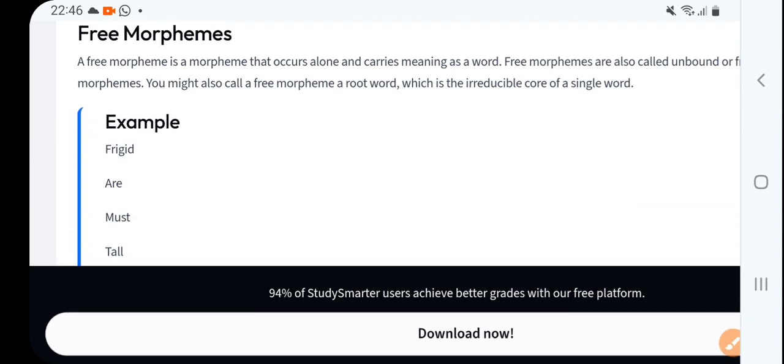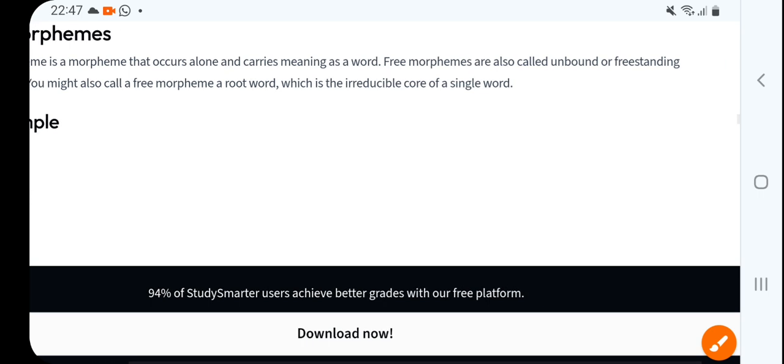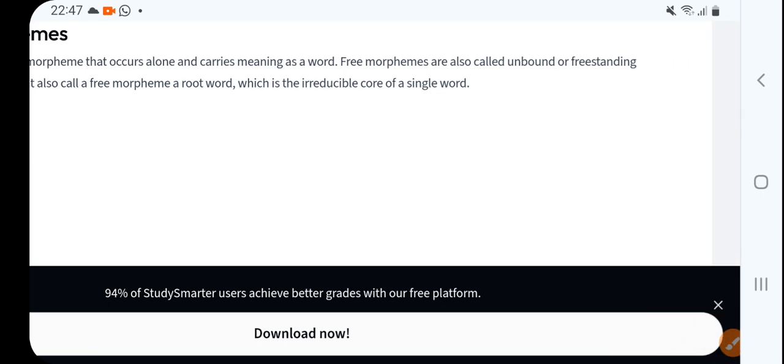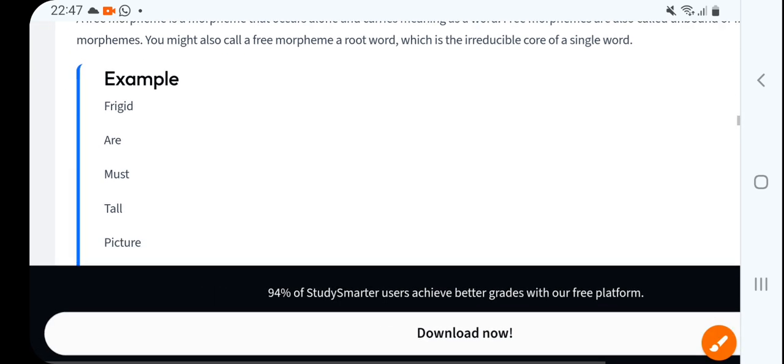Free morphemes. A free morpheme is a morpheme that occurs alone and carries meaning as a word. In other words, we can say that a free morpheme is a word. First of all, it occurs alone, and it carries meaning as a word. Okay. Now, free morphemes are also called unbound or freestanding morphemes. Unbound means not bounded.